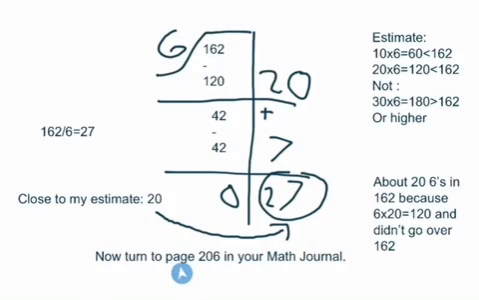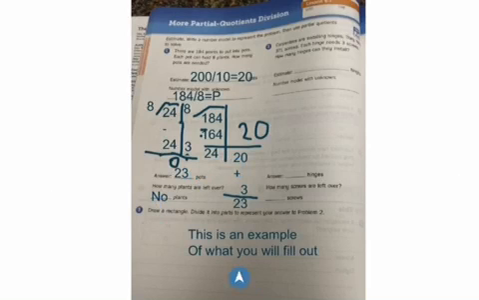Now turn to page 206 in your math journal. This is an example of what you'll fill out. And we're going to do problem 1 together, so you can get a feel of what you'll be doing with this whole page.